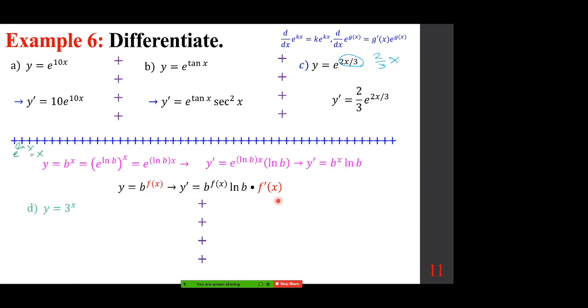What do we mean by that? Let's look at this simple example. Class, y is equal to 3 to the power of x. So the answer is 3 to the power of x. That's what I'm saying. The answer is itself because it's exponential. Look at the base. Because the base is not e, then times ln b, which means the base is 3 times ln 3. And you're done.